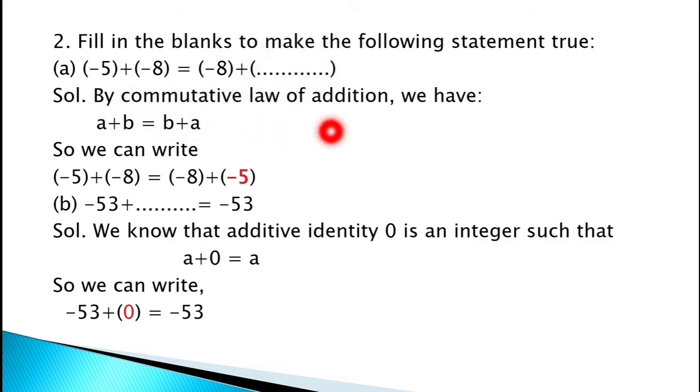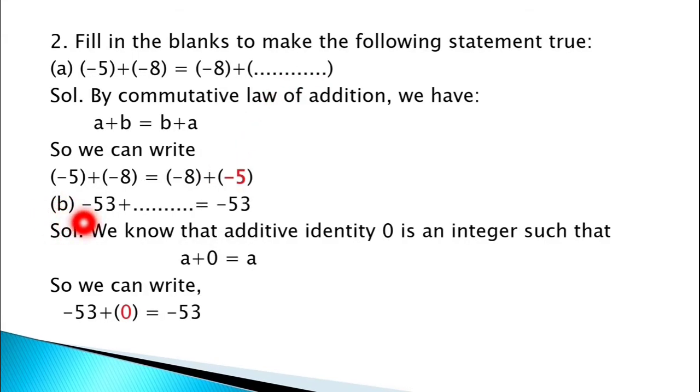So by commutative law, we know that if there are two integers a and b, then a plus b is equal to b plus a. So if we consider minus 5 as a and minus 8 as b, then we see that b is given but a is missing. So in the place of blank we fill the value of a, which is minus 5. Hence our result is minus 5, that can be filled here.